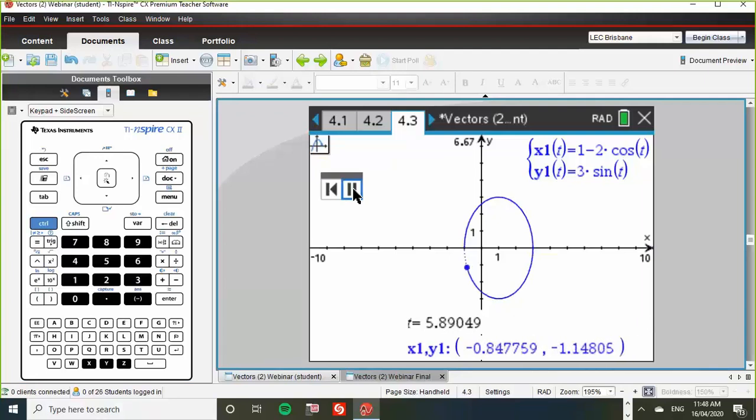So the particle is moving clockwise, and it took 2 pi seconds to complete a lap. So you can see there the period 2 pi on n is 1, so the period's 2 pi. The particle starts at -1, 0, and it moves in a clockwise direction. Now, you can get that by interrogating or studying the parametric equations, but it is very nice to see it visually, particularly if you're a visual learner.